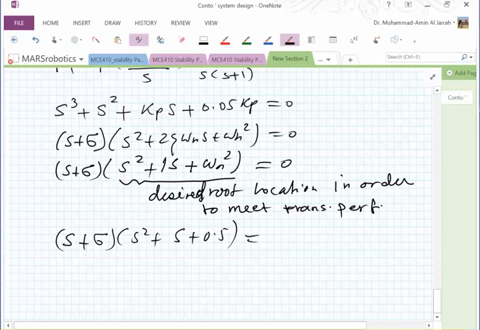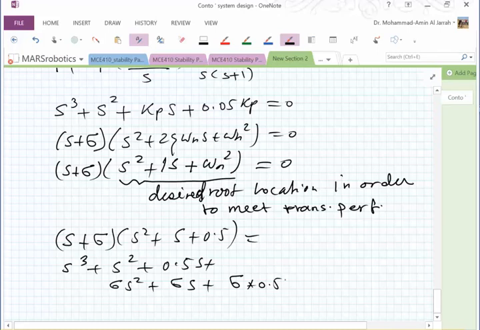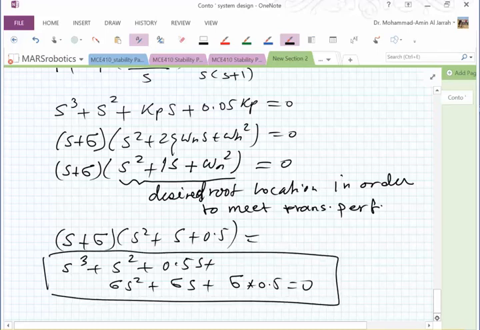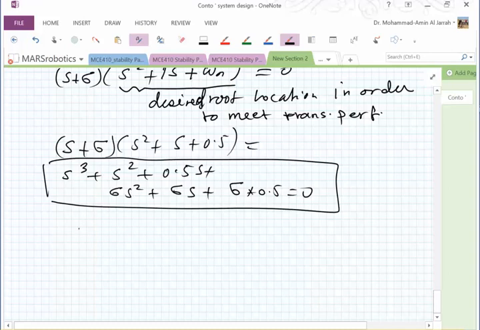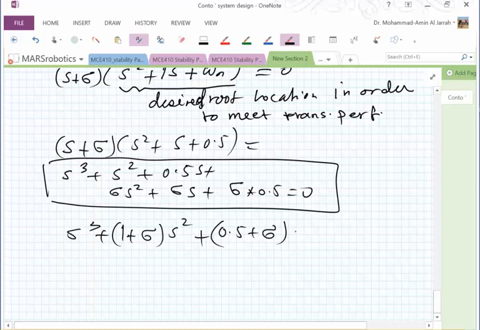So we compare this with our system here. This is S cubed plus S squared plus 0.5 S plus sigma S squared plus sigma S plus sigma times 0.5 equals 0. You can compare these two and find sigma. So this is S cubed plus (1 plus sigma) S squared plus (0.5 plus sigma) S plus 0.5 sigma equals our system. What was our system?